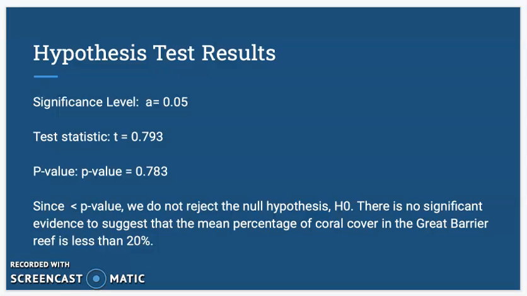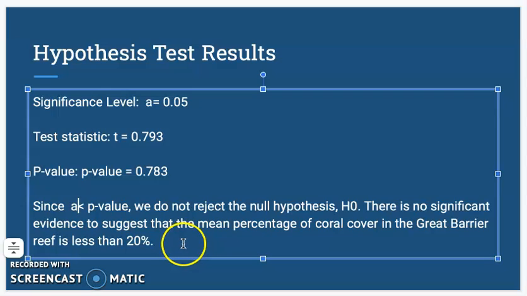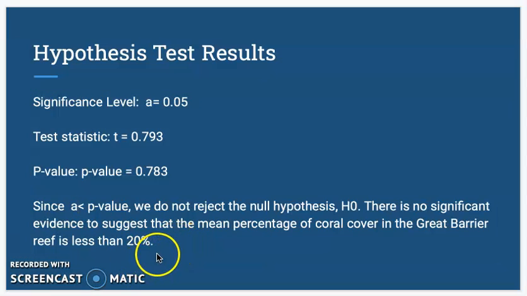The results of my hypothesis test is that since alpha is less than the p-value, we do not reject the null hypothesis H0. There is no significant evidence to suggest that the mean percentage of coral cover in the Great Barrier Reef is less than 20%.